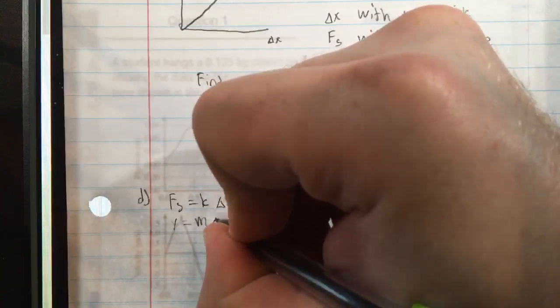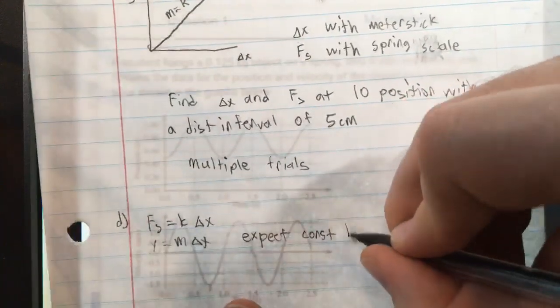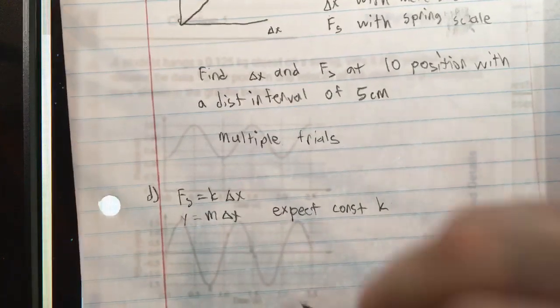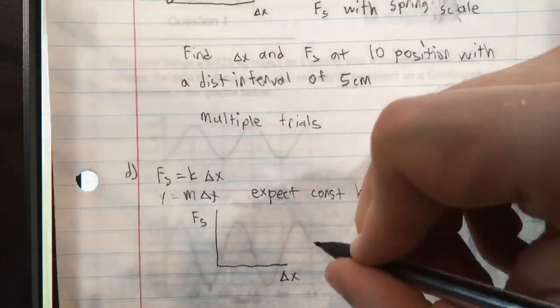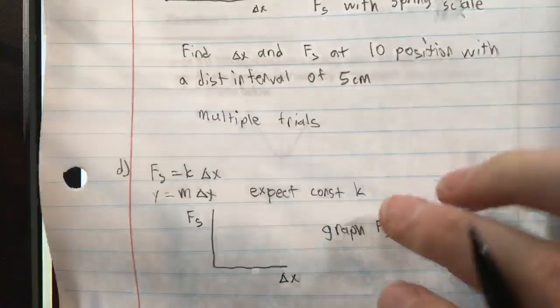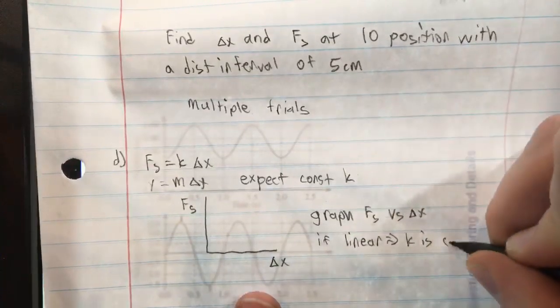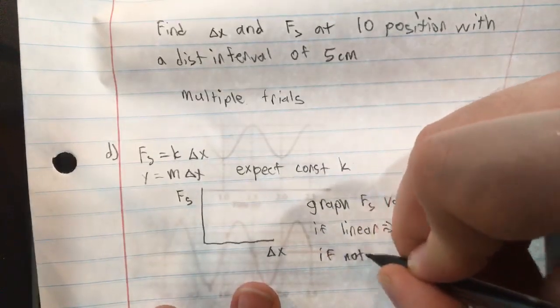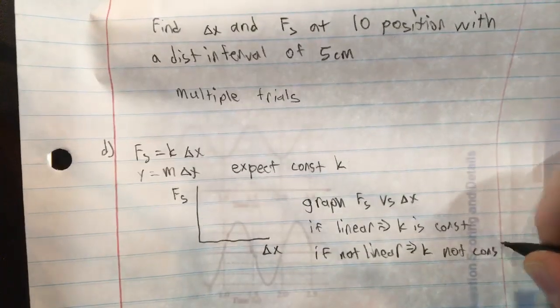So spring force equals spring constant times distance from equilibrium. So I expect y equals m delta x. I expect a constant spring constant. So when I graph this, I would graph spring force versus my displacement from equilibrium. And then we'll see if it's linear, therefore the spring constant is constant. And if not linear, therefore the spring constant is not constant. So that's one way of looking at it.